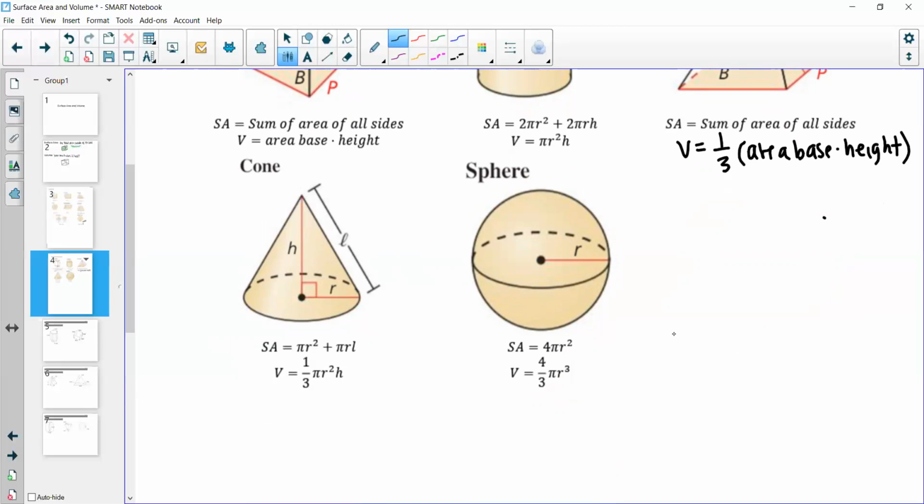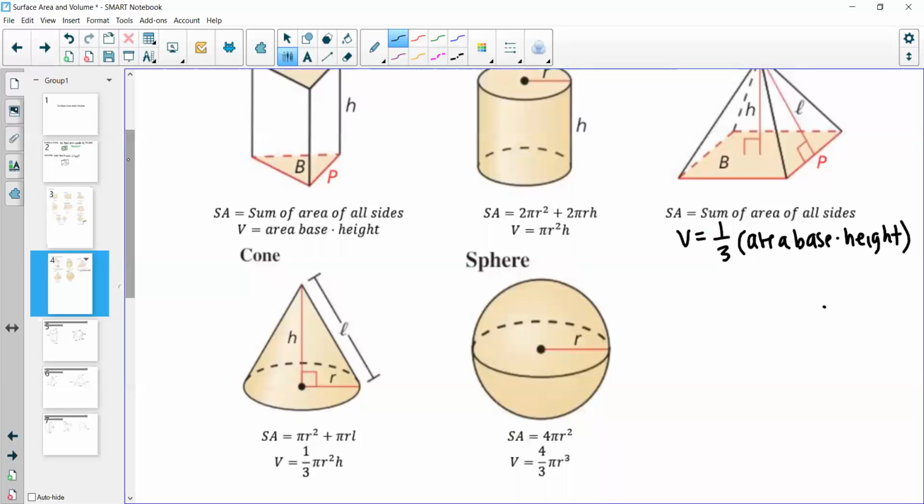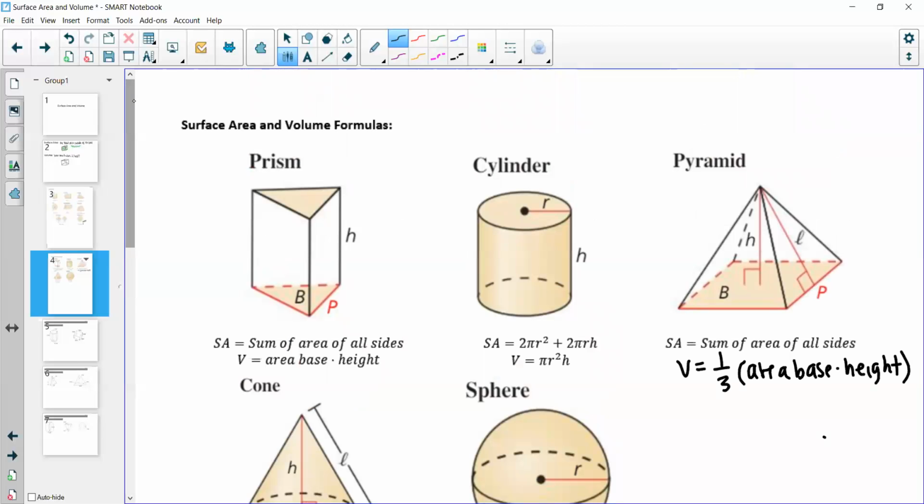With these in mind, we are going to find the surface area and volume of different shapes, so make sure that you take note. For a prism, to find the surface area, we are just going to add up the area of each side. The volume is the area of the base times the height. For a cylinder, the surface area is 2 times pi r squared because we have 2 circles, and pi r squared is the area of the circle, plus 2 times pi r times h, which is the area of this rectangular shape that goes around our cylinder, where h is our height and 2 pi r is the circumference of our circle.